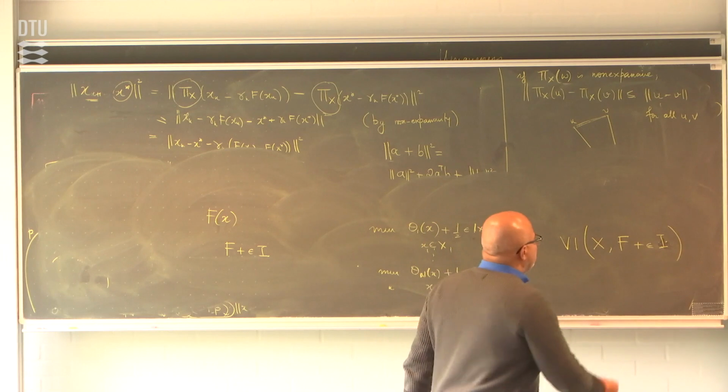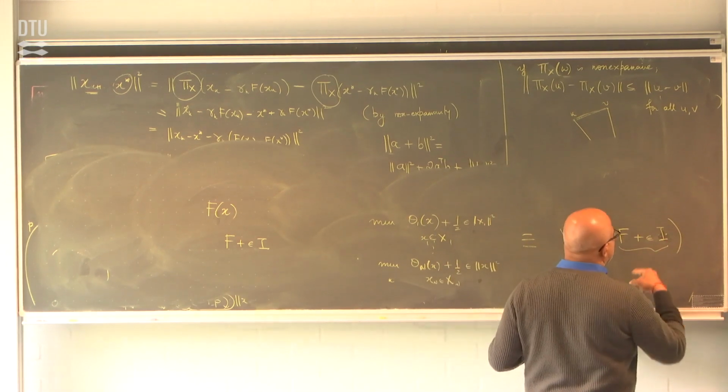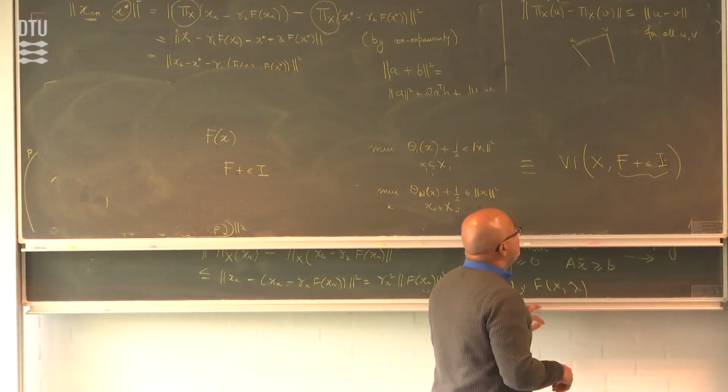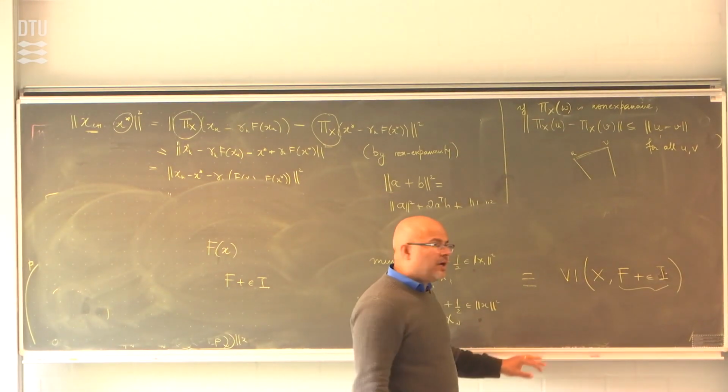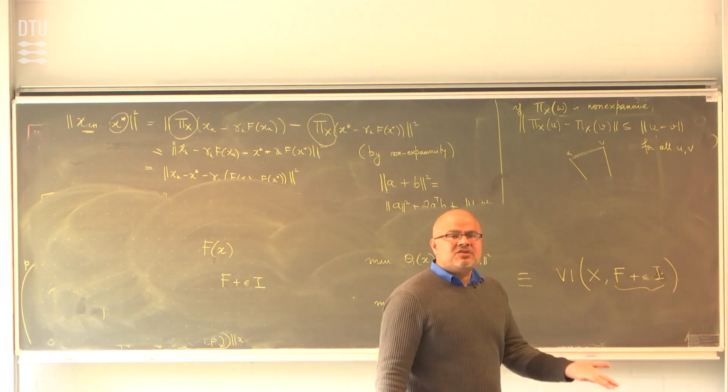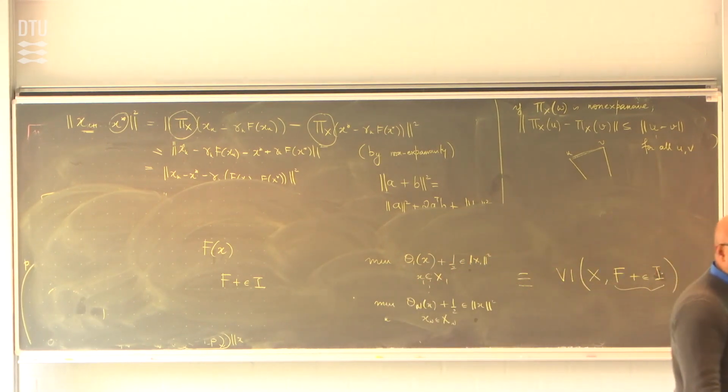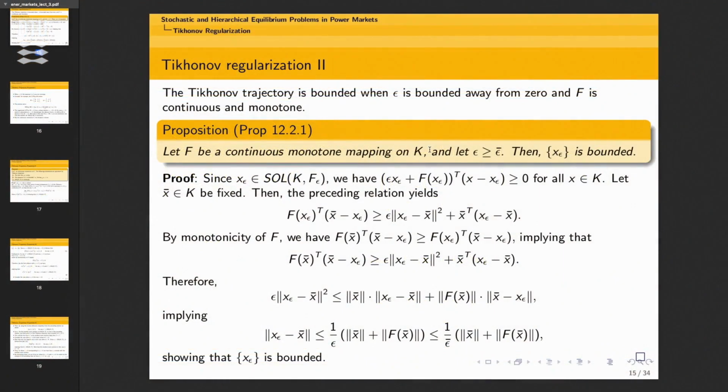Now, the first question I have is, if F is monotone, can you prove that F plus epsilon I is strongly monotone? Sometimes you say, oh, I've got a map, I think it's monotone, but I don't know the monotonicity constant or if it's strongly monotone. If I just regularize it, I immediately get strong monotonicity. And if you're interested in approximate solutions, this is not a bad idea. So if you want to check for strong monotonicity, it's not difficult.